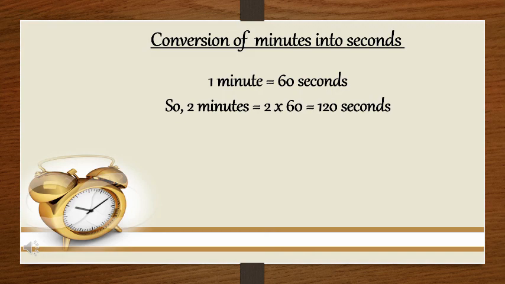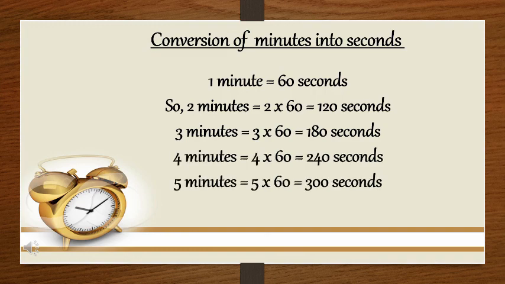If you have to convert 3 minutes into seconds, you have to multiply 3 by 60, which gives 180 seconds. So 3 minutes will be equal to 180 seconds. If you have to convert 5 minutes into seconds, you have to multiply 5 by 60, which is equal to 300 seconds, or 5 minutes is equal to 300 seconds. So, like this, multiplying the number of minutes by 60, we can convert minutes into seconds.